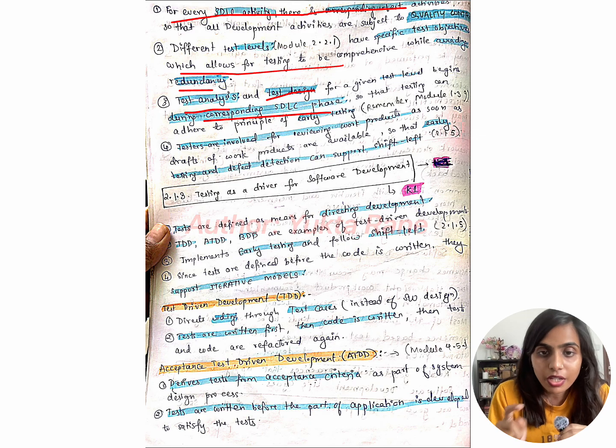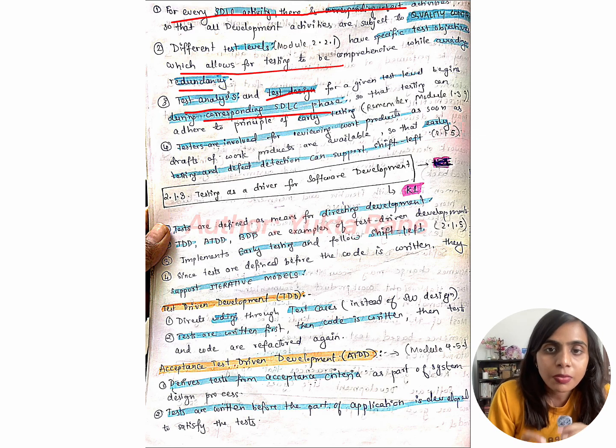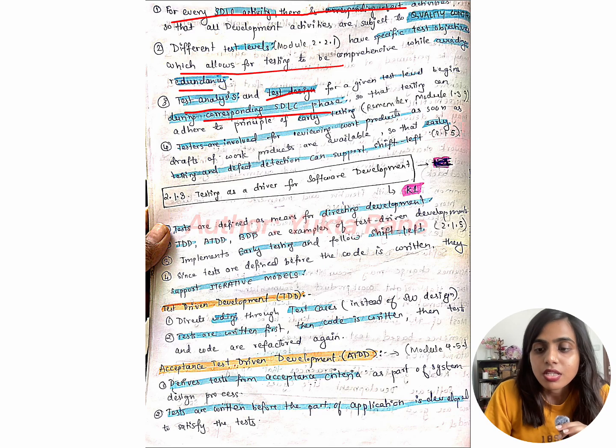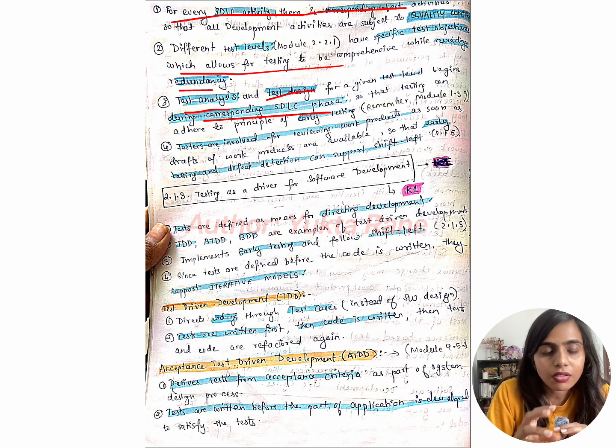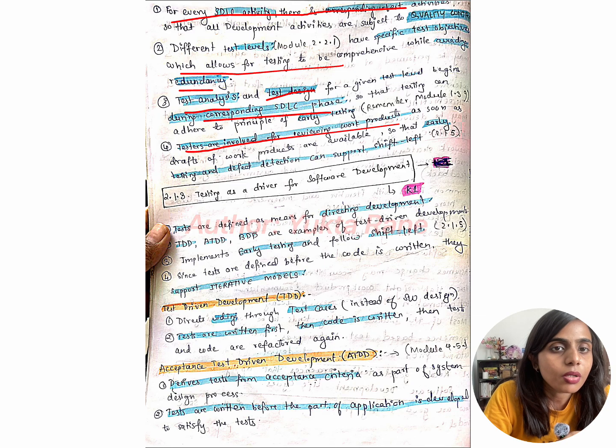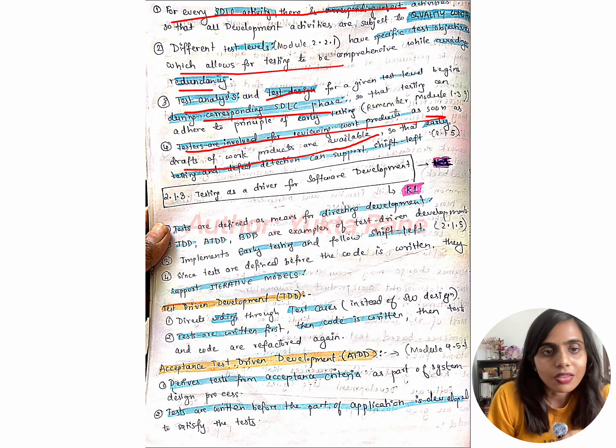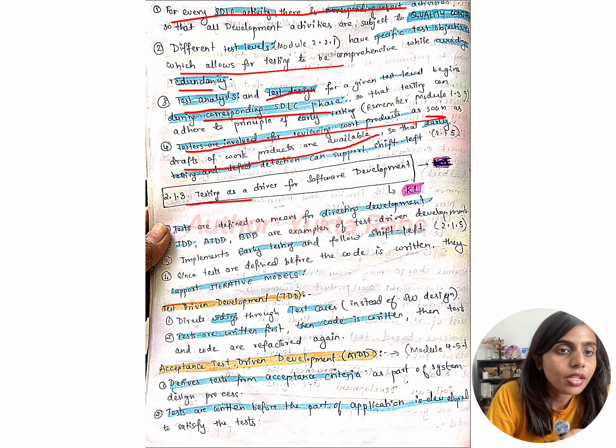For example, in the V model, I showed you that when the user requirement itself is ready, the business representative can start designing the acceptance testing criteria based on the user requirement. Same goes for system testing. So the system testing criteria can be defined when the system design is completed. Testers are involved for reviewing work products as soon as the drafts of work products are available. So it is nothing but shift left, which we are going to see further in detail in the 2.1.5 module.